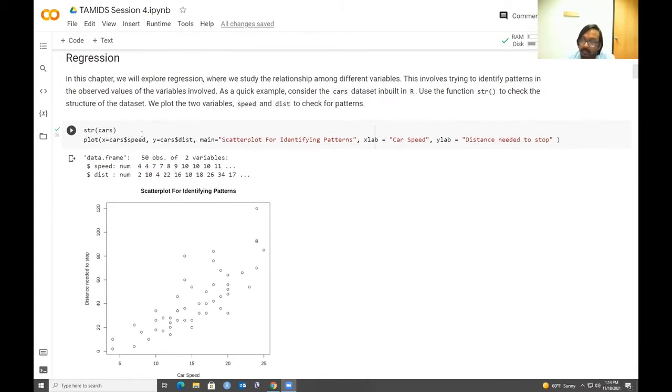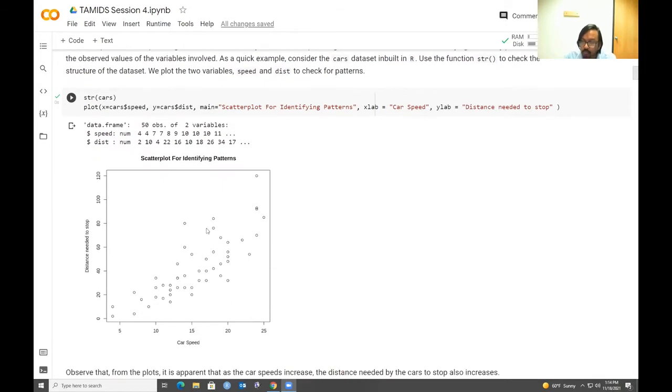One way to have a look at the pattern is to look at a scatter plot. So we plot the car's speed on the x-axis and the car's distance on the y-axis. If we look at the scatter plot, we immediately see a pattern: as the car's speed increases, the distance needed to stop the car increases. And if you think about it, it's quite natural that that would be the case, right? But what we want to do is extract this overall pattern, that the distance needed to stop increases as the car speed increases, into a model, and that is a regression model.